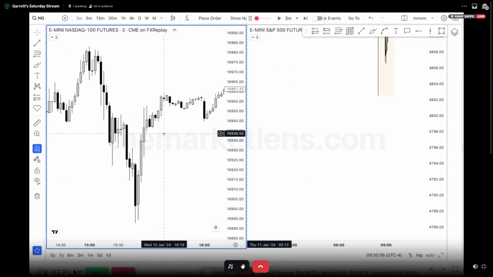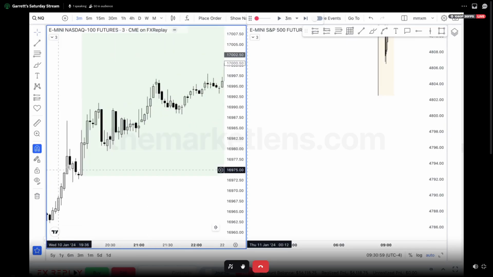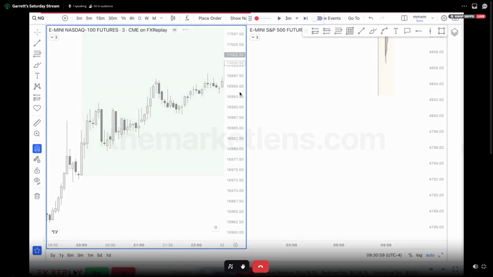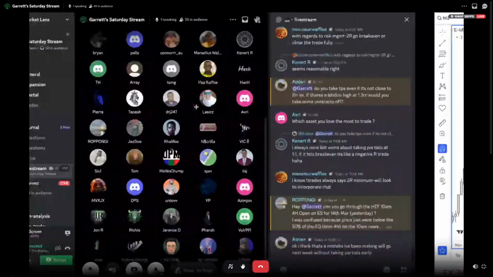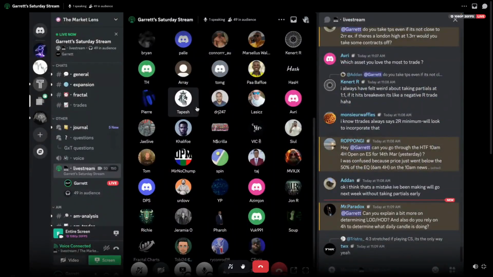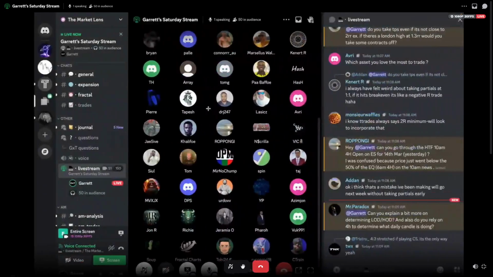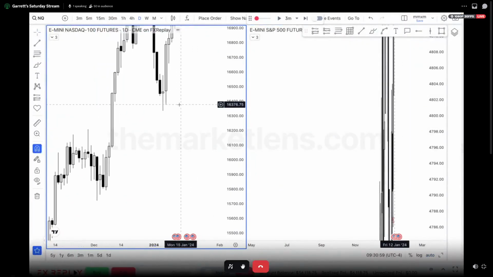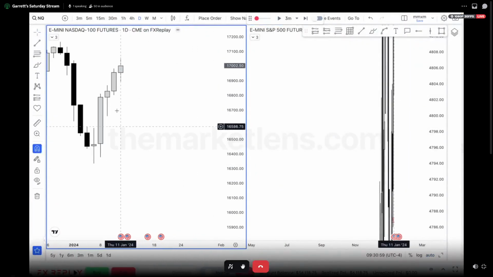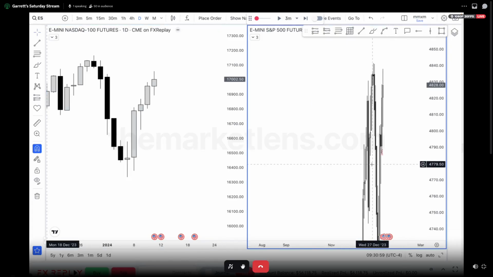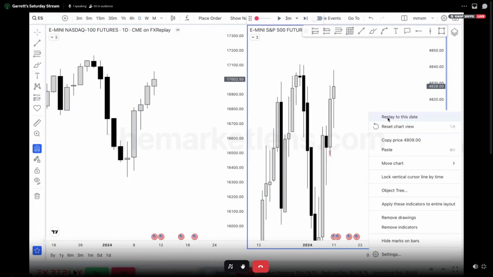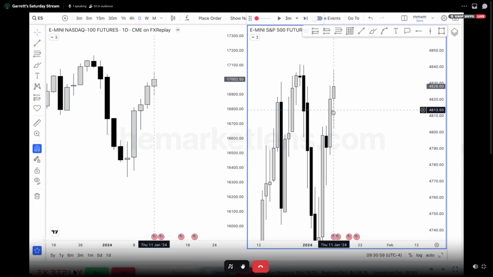All right, so let's go to the next day. Let's go to the daily chart. What we got? Can you explain a bit more on determining low of day, high of day? You rely on the 4-hour? Yeah, so it's just about trading away ideally from protected swings. As you see, there was manipulation creating the low of day there. That's kind of what I like to see at the low of day or high of day, stuff like that.